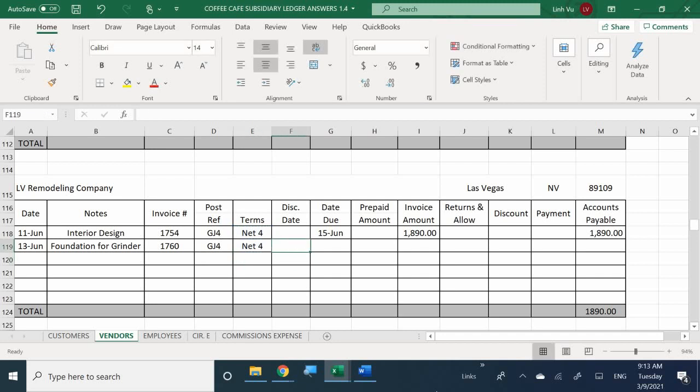So when is the discount date? We don't have one. So when is the total bill actually due? June 17th, all right? And we got an invoice amount for 1560, and we didn't make a payment. So therefore, let's pull my formula down. I owe another 1560, bringing my grand total owed to $3,450 even. Okay.